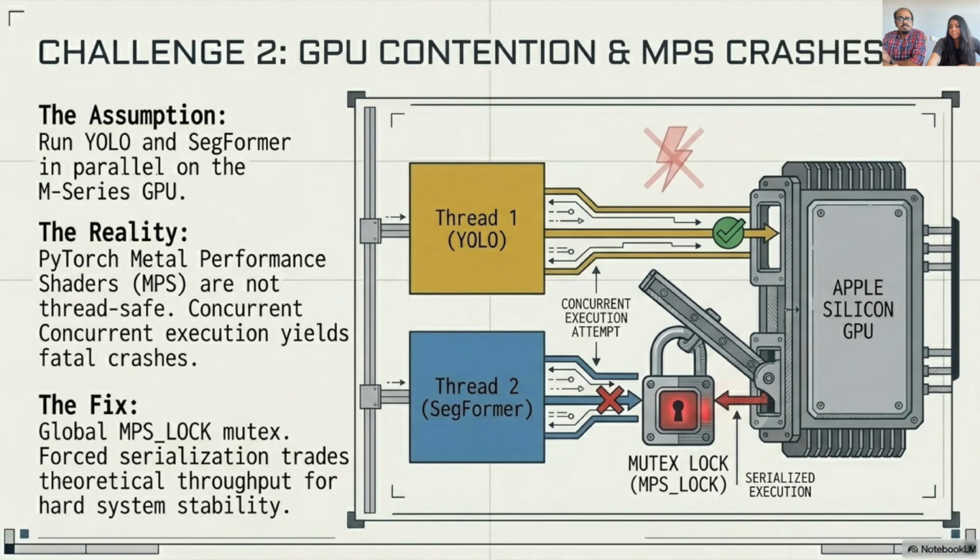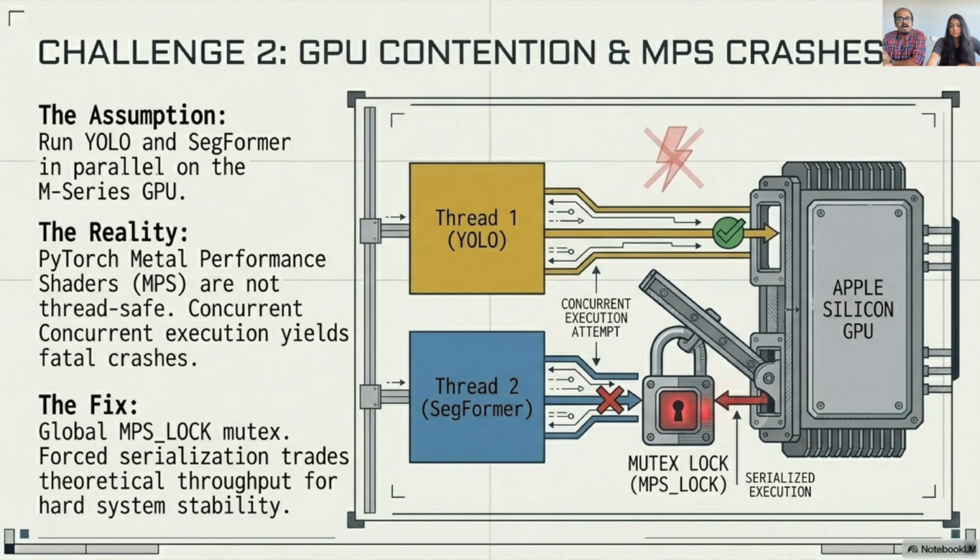Now let me talk about the second challenge, which is GPU contention and MPS crashes. There was this assumption that we could run YOLO and SegFormer in parallel on the M series GPU. In reality, PyTorch's MPS backend is not thread safe. Concurrent inference calls don't yield parallelism. They yield fatal crashes, not slowdowns. Hard crashes that take down the entire process.